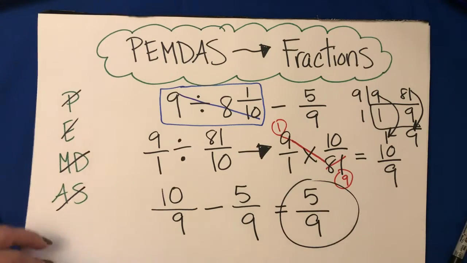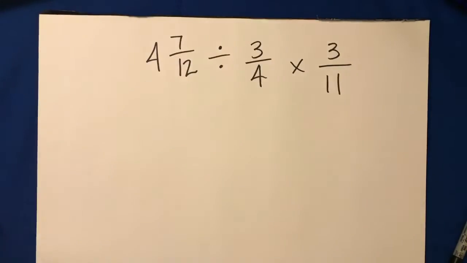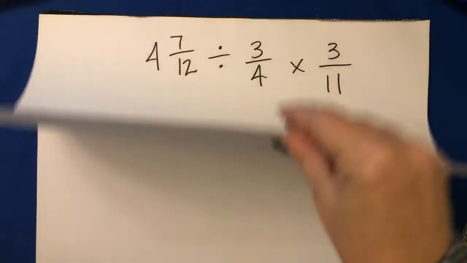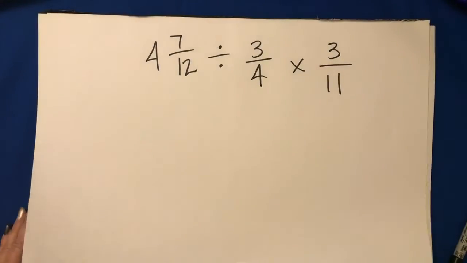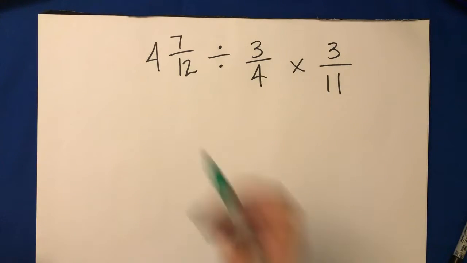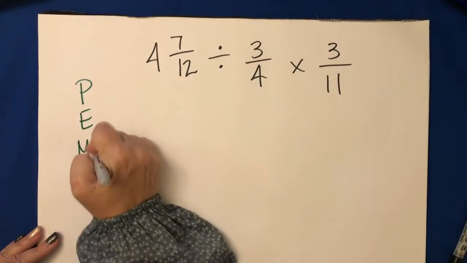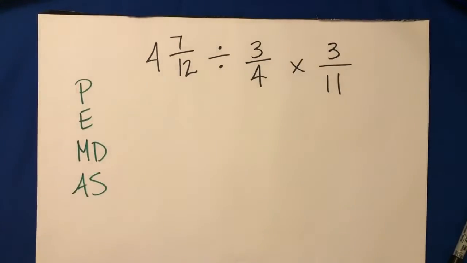Okay, so now I'm going to switch to the second problem. You still have room on your paper. Let's see here. Get ready for this one. I'm going to go ahead and set up my letters over here again, just to remind myself what the order of operations should be, so I'll know what to do first and what to do next. And so we have 4 and 7/12 divided by 3/4 and then multiplied by 3/11. So what do you think I should do first?